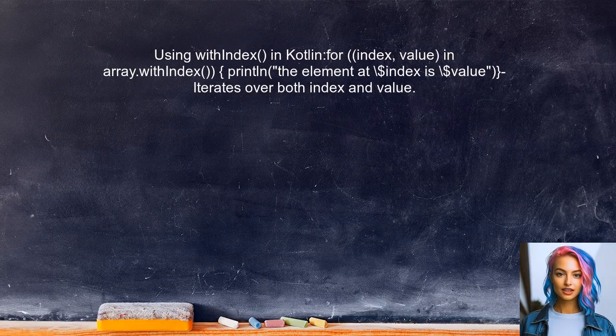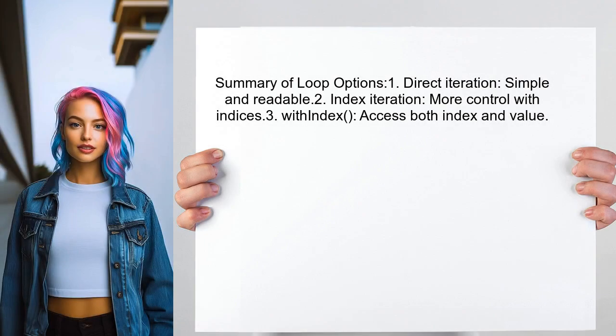Next, let's discuss the withIndex function. This function allows the user to iterate over both the index and the value of each element in the array simultaneously, which can be very convenient. In summary, the user can choose between these methods based on their needs. The first loop is great for simplicity, the second for index-based access, and withIndex for accessing both index and value together.